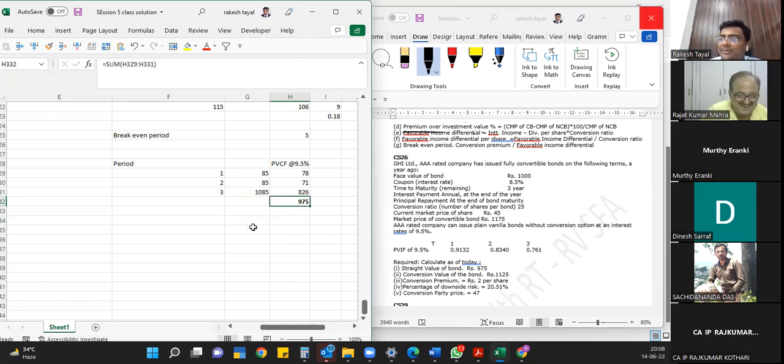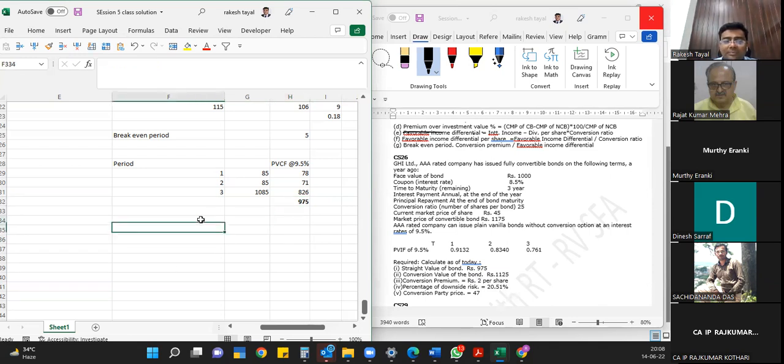975. So first question is straight value of bond. Now conversion value of bond. What is the conversion value of bond? 25 shares into market price, 1125. Conversion premium.